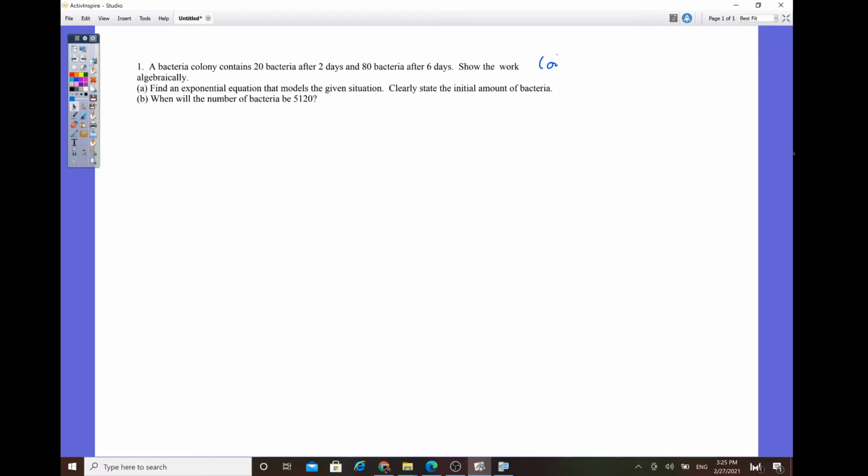Okay, so let's start with the annotation. 20 bacteria means that will be the final amount after 2 days, and 2 days is the time, t. And then 80 bacteria will be the final amount after 6 days. So for this one, we need to set up two equations. Start off with 20 equals y0, because we don't know the initial amount yet, times e to the power of kt, so 2 times k. That's the first equation.